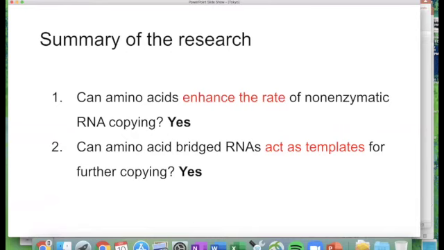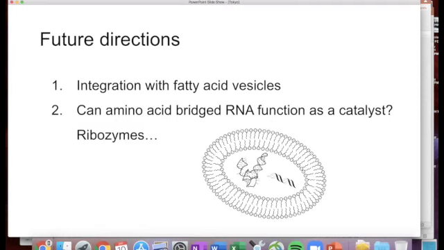Finally, amino acid bridged RNA can act as a template for future copying, suggesting that it could operate as a genetic polymer within a protocell, either alongside RNA or exclusively. So one avenue of future research will be demonstrating this by encapsulating our reaction system within a fatty acid vesicle and showing that the copying activity is unaffected. The more exciting direction, in my opinion, is ribozymes. You'll remember from the very start of my talk that RNA is a strong candidate for the original genetic polymer because it can serve both genetic and catalytic functions.